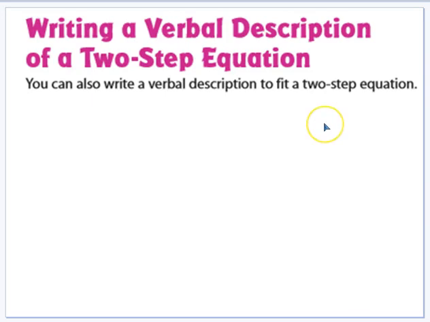Writing a verbal description of a two-step equation. All right. You can also write a verbal description to fit a two-step equation.